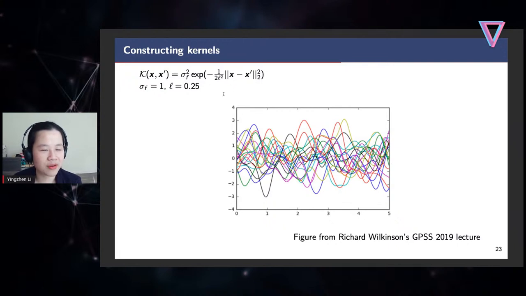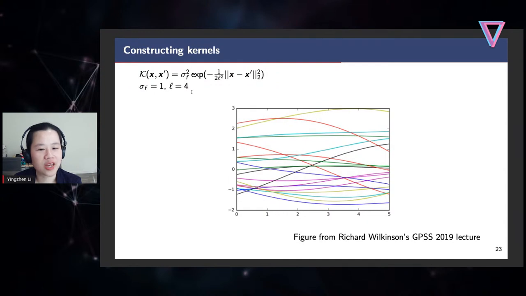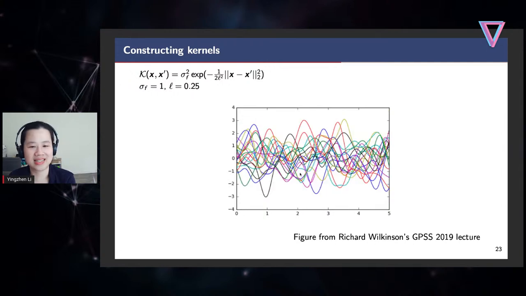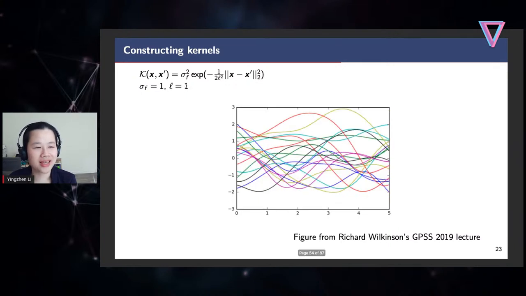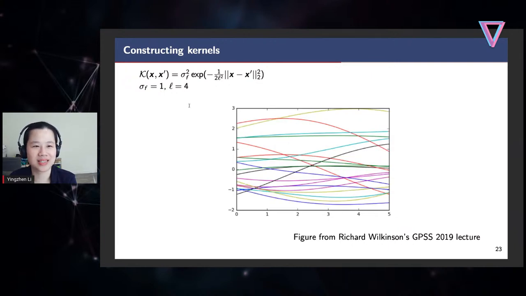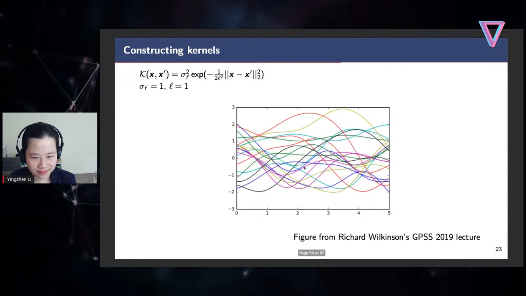In this case, for example, these are the prior samples from the GP with the square exponential kernel with these parameters. Now we have 1/4 as the length scale, or basically the L parameter here. If we increase the length scale to some large number, you can see this is a very smooth function compared to the previous case, a pretty wiggly function. If you make it decently large but not too large, then it is smooth, but maybe not that smooth compared to the very high length scale case.